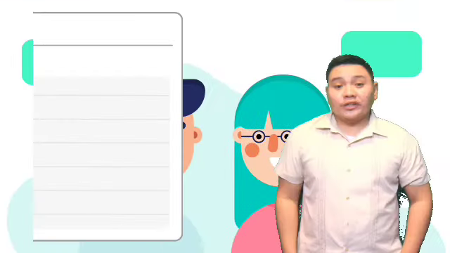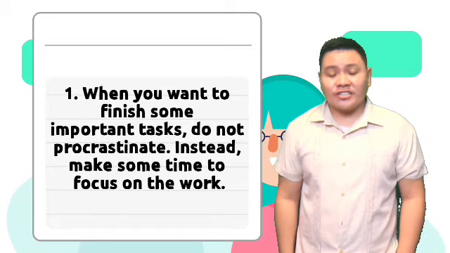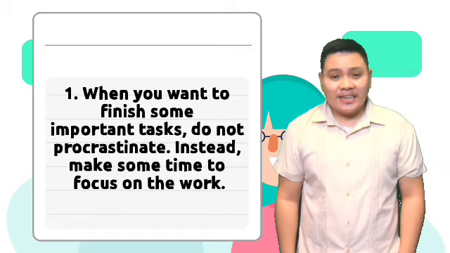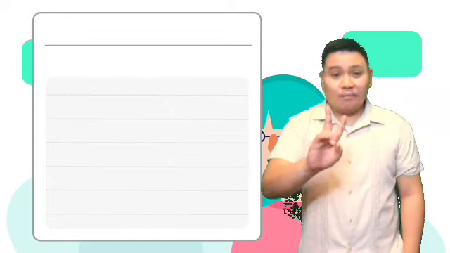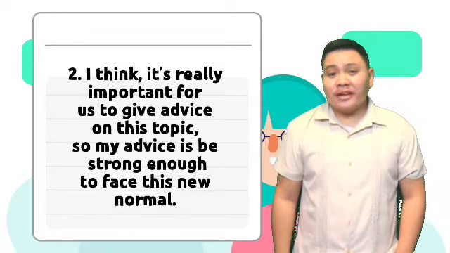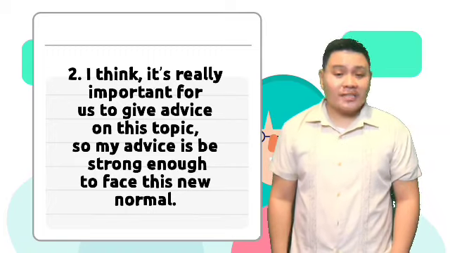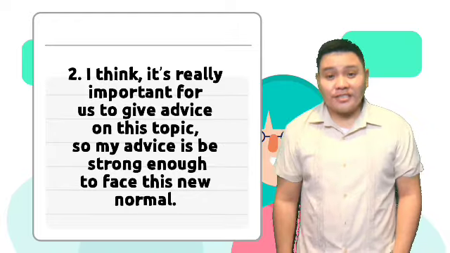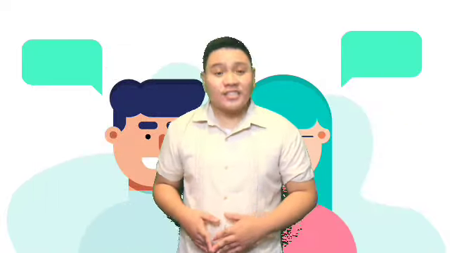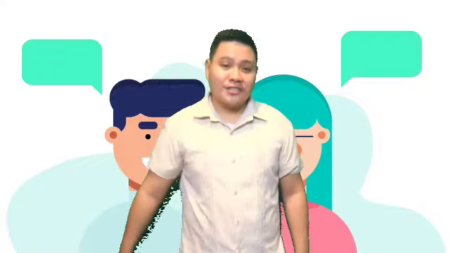Here are some of the example statements and words that you can use when you are using consultative style. Number 1: When you want to finish some important task, do not procrastinate. Instead, make some time to focus on your work. Number 2: I think it's really important for us to give advice on this topic. So my advice is to be strong enough to face the new normal. Those are the example statements for consultative style that you guys could use.